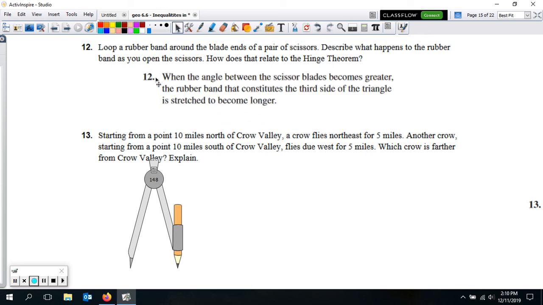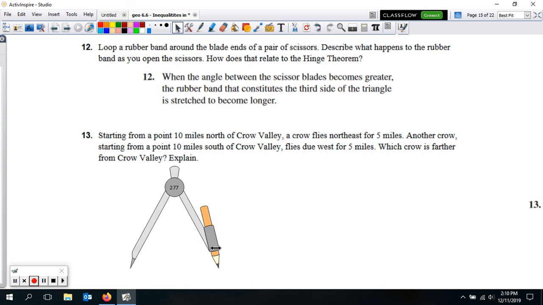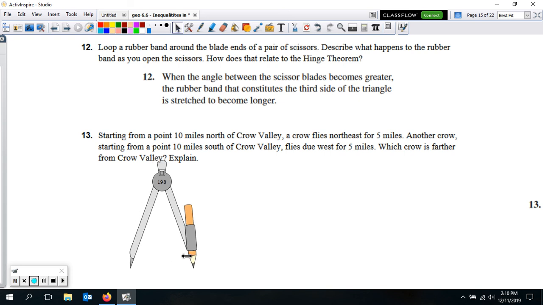You can just write this down. When the angle between the scissor blades becomes greater, the rubber band that constitutes the third side, because that would make a triangle, is stretched. If a rubber band is right here, that would constitute a third side right there. The angle opposite that rubber band would be right up here, and that's where the hinge is. That's the angle that we're moving. So as it gets wider, the rubber band stretches. The rubber band that constitutes the third side of the triangle is stretched to become longer. So that's what's happening. There you go.